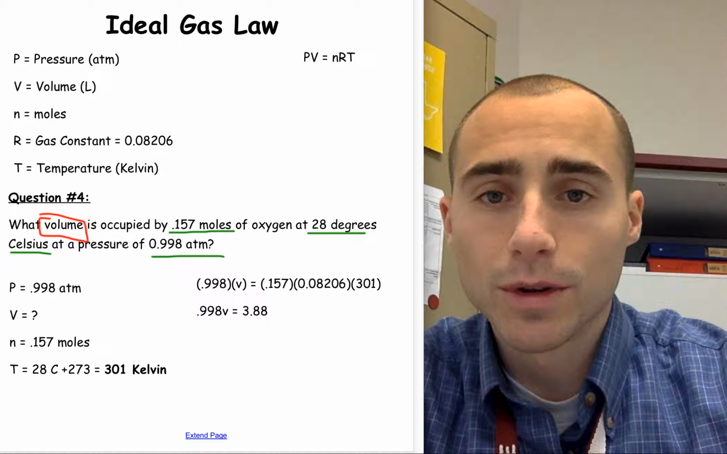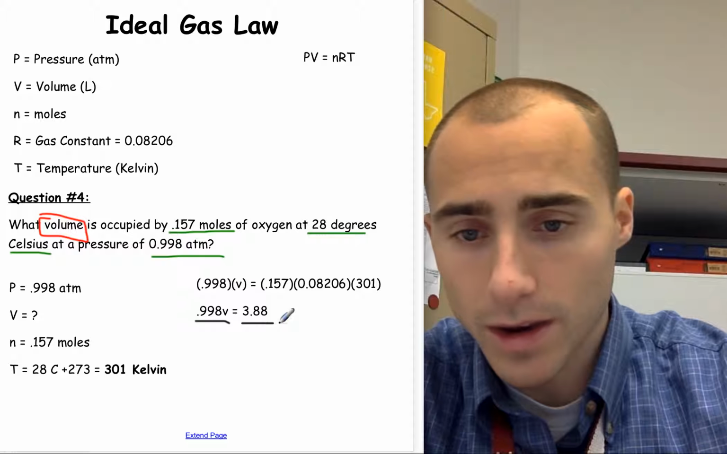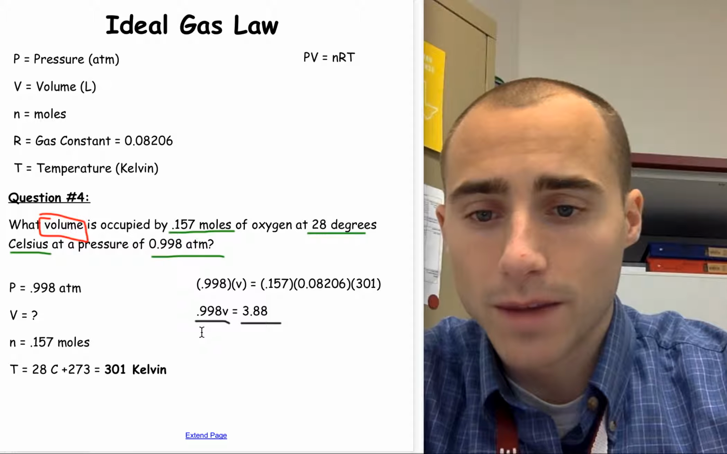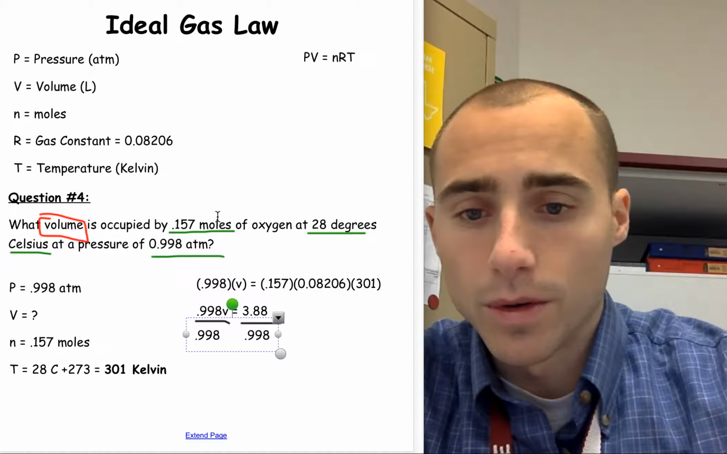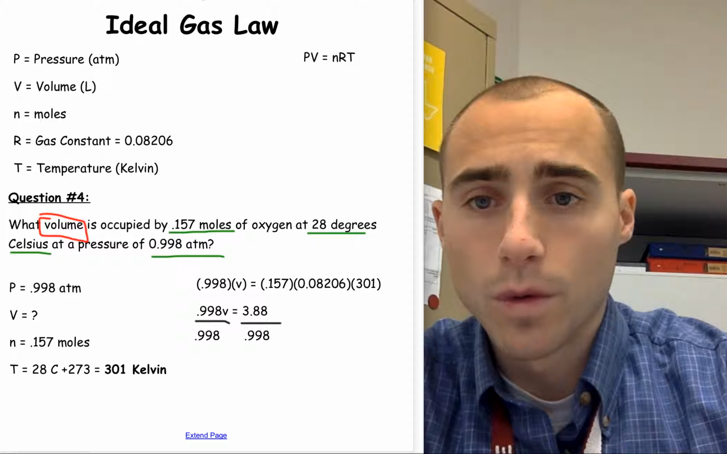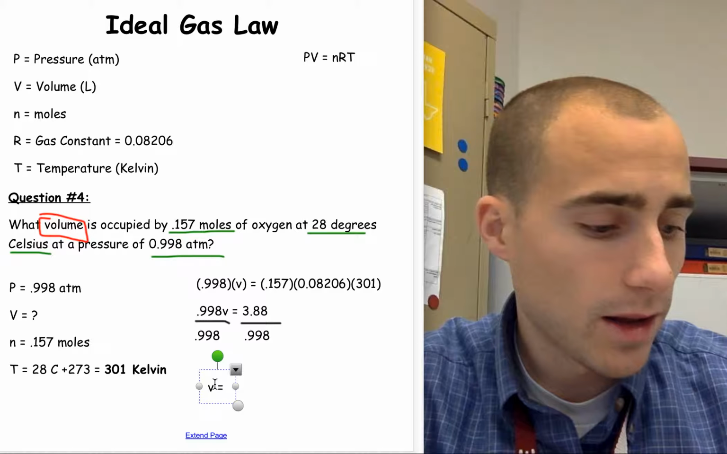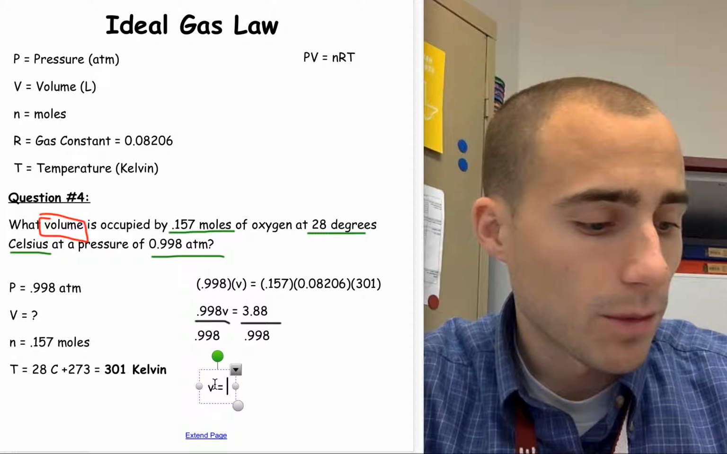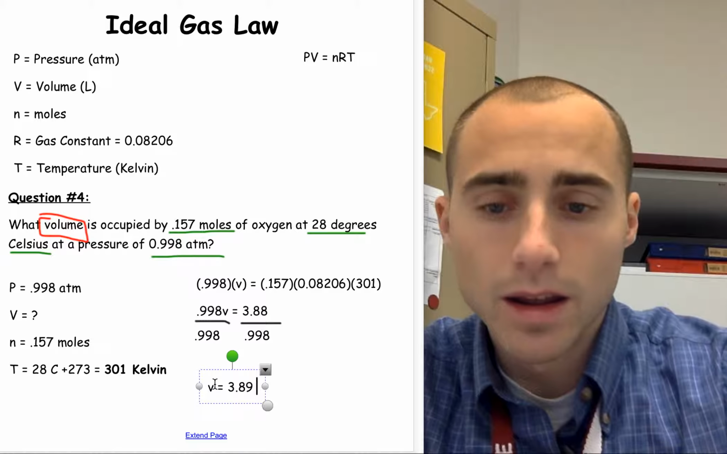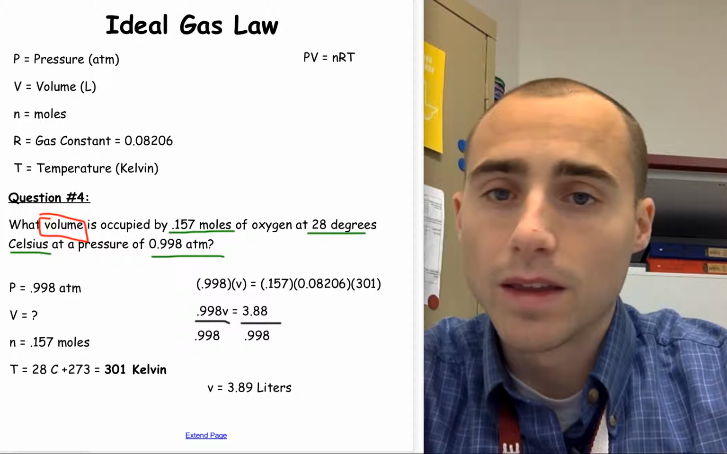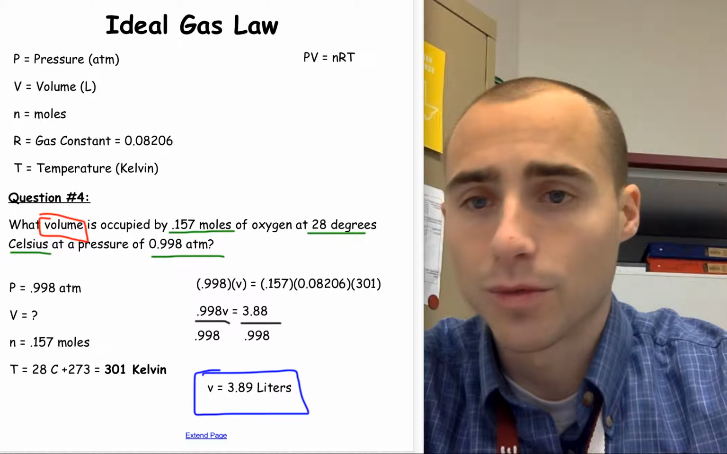So now we need to divide both sides. Remember, you look and see which side has the variable still on it. It's the 0.998 side, which means we divide both sides by 0.998, and we are going to then solve for V. So V is going to equal 3.88 divided by 0.998. It's going to be very close to the same number, and it is. We'll go 3.89 liters is going to be the answer you should have gotten for this question. So check your work. If you need to, go back and redo it.